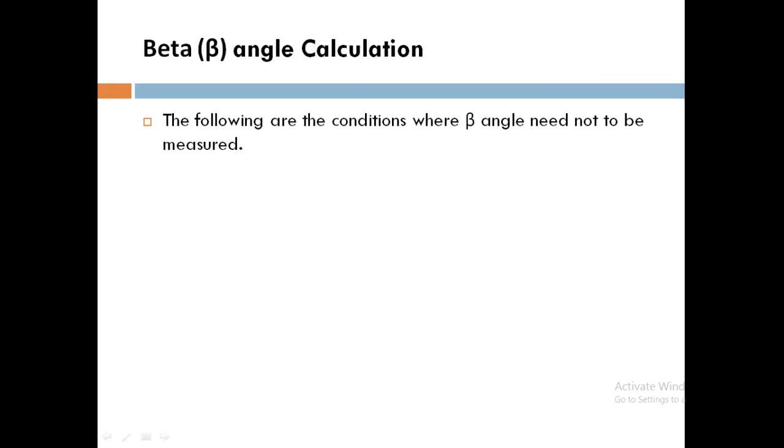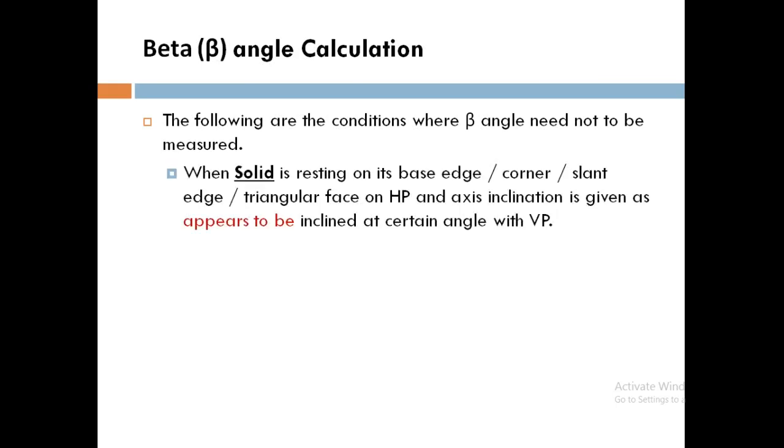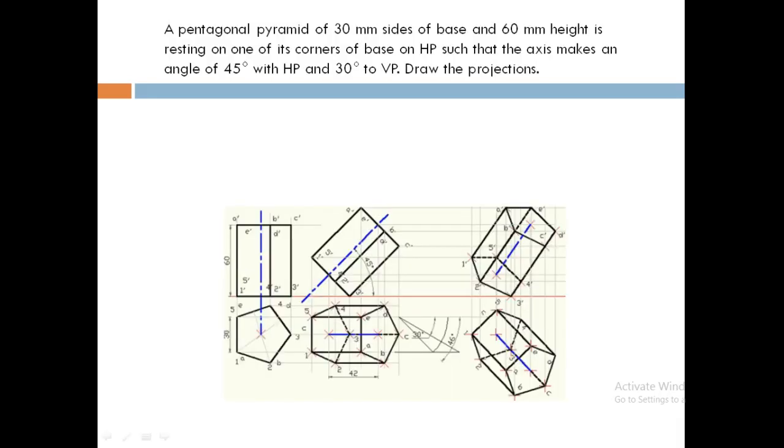Now let us see the conditions where we need not calculate the beta angle. The first condition is when a solid, either a pyramid, prism, cone or a cylinder, is resting on its base, edge or a corner, or a slant edge or a triangular face, or one of its points on the circumference on HP, and the axis inclination is given as appears to be inclined at a certain angle to VP, then we need not calculate the beta angle.